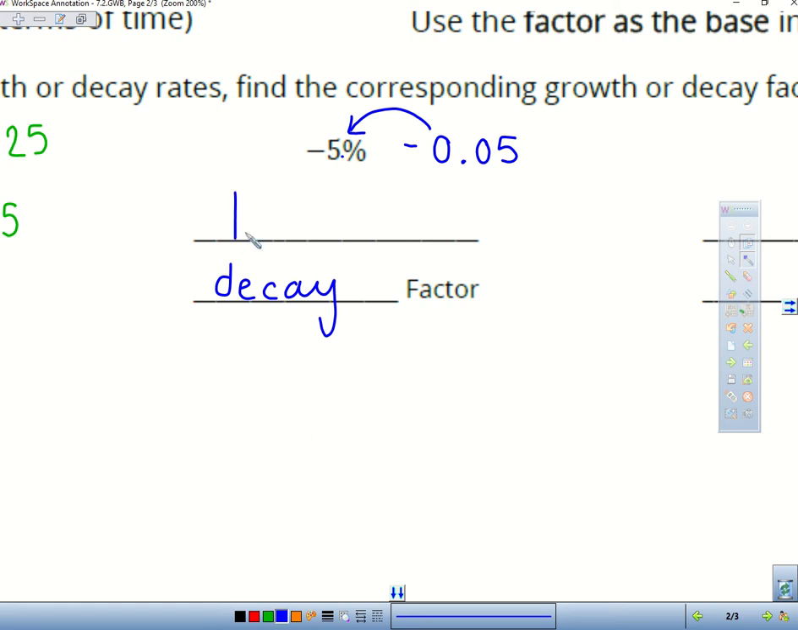And since it's decay, you're going to do 1 minus that amount, which comes out to be 0.95. 95% or 0.95. So decay factors will always be less than 1. That's because if something is decaying away, if you multiply it by that number over and over again, it's going to get smaller and smaller.